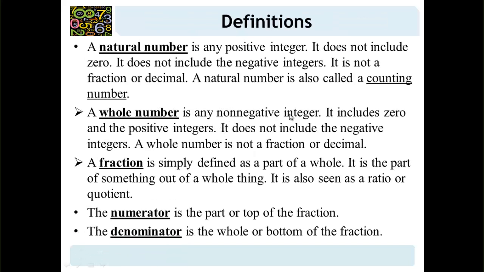Alright, what are the definitions? We know that a natural number is any positive integer. It does not include 0. It does not include the negative integers. It is just a positive integer. And it is not a fraction. It is not a decimal. Natural numbers are also called counting numbers. You can count them like 1, 2, 3, 4, 5, and so on.